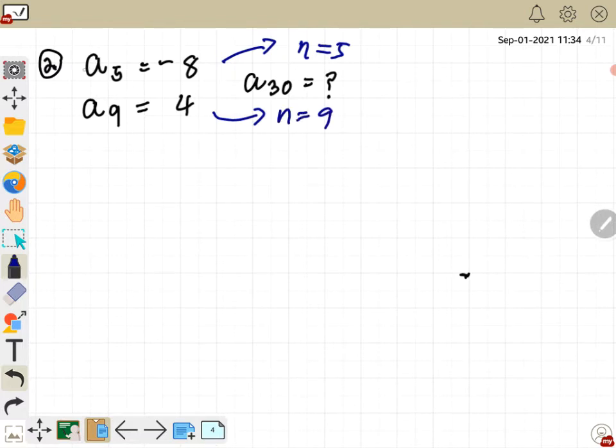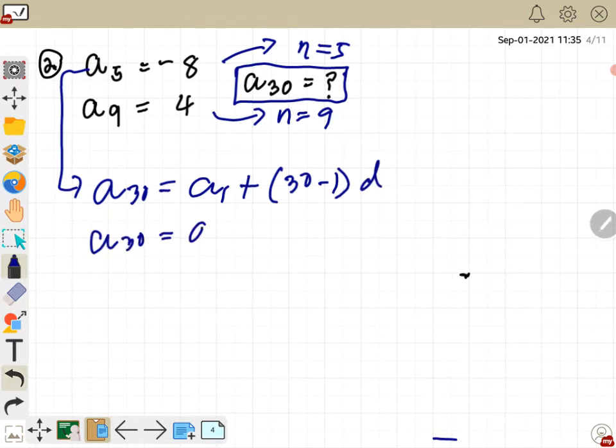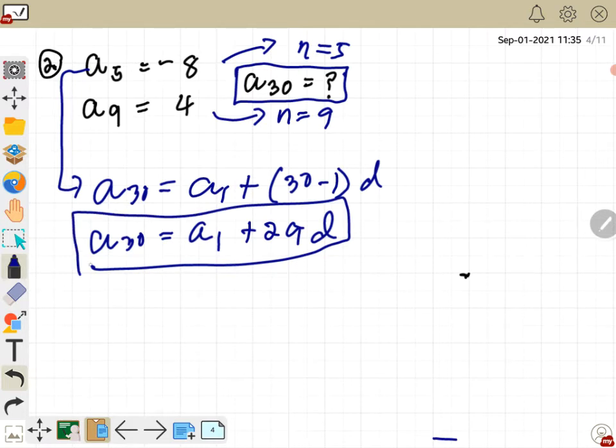So we will use, again, this one, to form an initial equation first on how to find a sub 30. We say a sub 30 equals a sub 1 plus 30 minus 1 times d. And we say a sub 30 equals a sub 1 plus 29 times d. So this is our initial equation. Why? Because we need to find first the value of the first term and the common difference d.